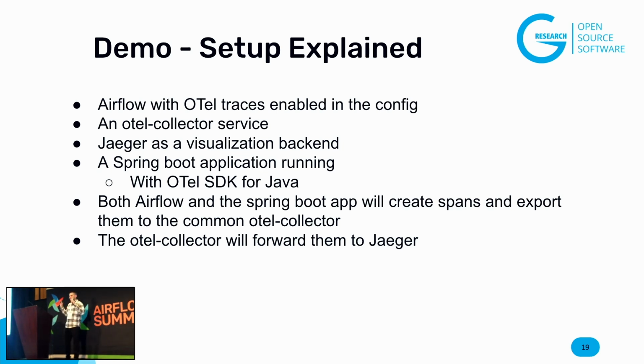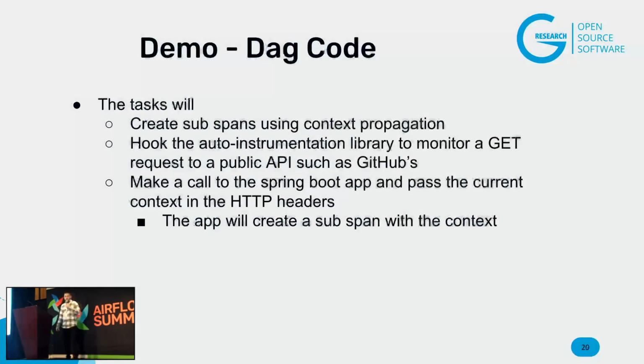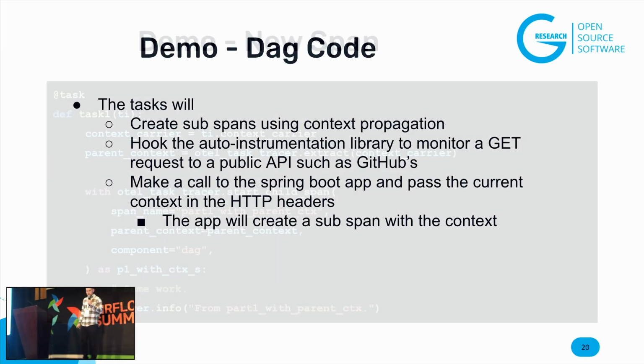Now, all of these spans are going to go to the common hotel collector, and the hotel collector will forward them to Jaeger. For the tasks, we are going to create some subspans with context propagation, which we are going to receive from the task instance that we have stored in the database. Also, I am hooking the auto instrumentation library in order to monitor a GET request to my GitHub repos. And then it's going to be the call to the Spring Boot application.